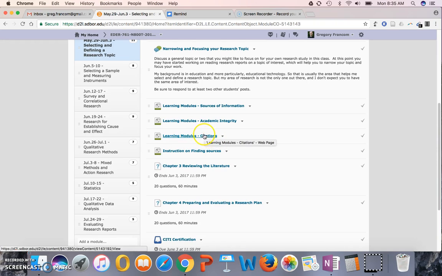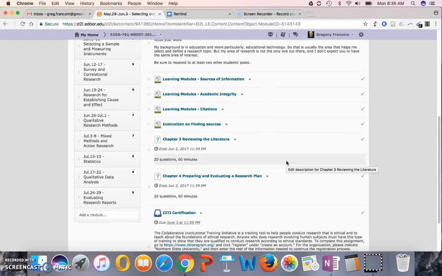And then citations, that's going to be important for this class as well, and that's one you can return to and watch again and again because you'll have to be using those kinds of citations in your papers. And then the instruction on finding sources comes from our library as well.